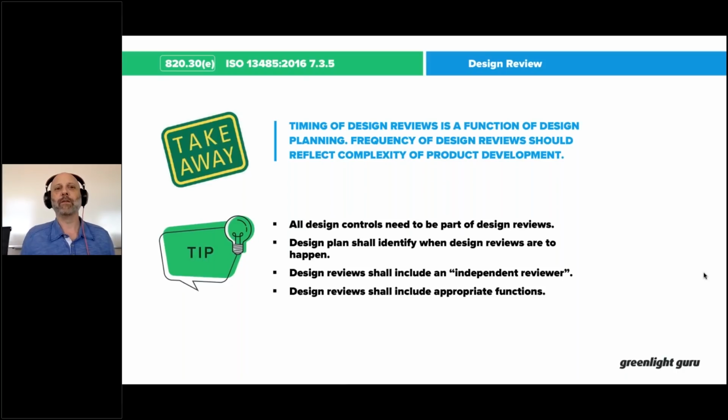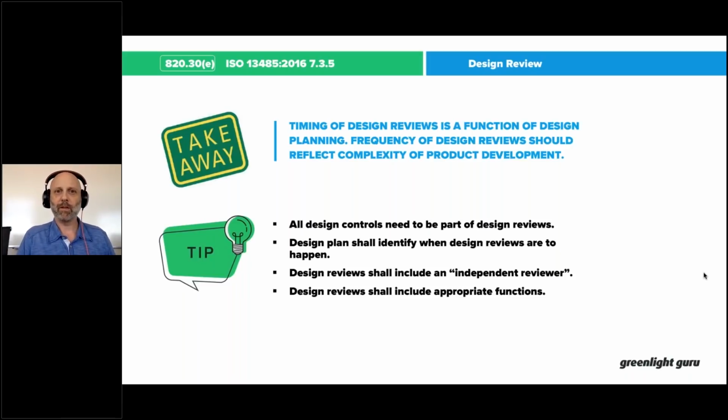All right, so continuing on with our story, let's talk a little bit about design reviews. When do you do them? How many do you do? How often do they occur? All these sorts of things, big questions. Now, the key thing I want you to leave with today is that the number and timing of design reviews is going to vary from one product to the next.